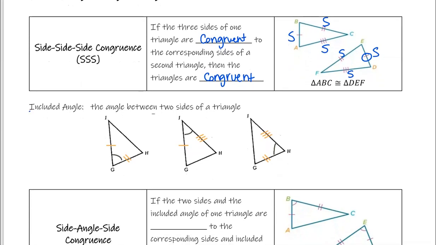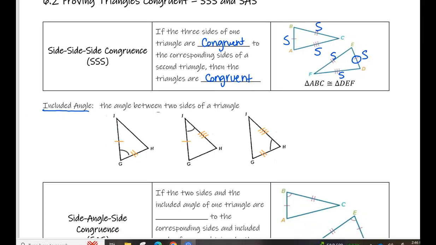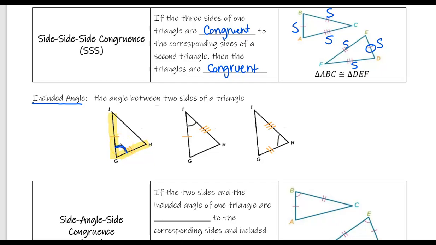Next, we're going to talk about what an included angle is. I always call it kind of the sandwiched angle. So we have this side being marked with a tick mark and this side being marked with a tick mark, and together they form that angle that's sandwiched between the two sides. We can see that again on this one. Here's that side and here's that side, and again together they form that angle that's between the two sides. And here's another example. This side and this side, and then together they're forming that angle.